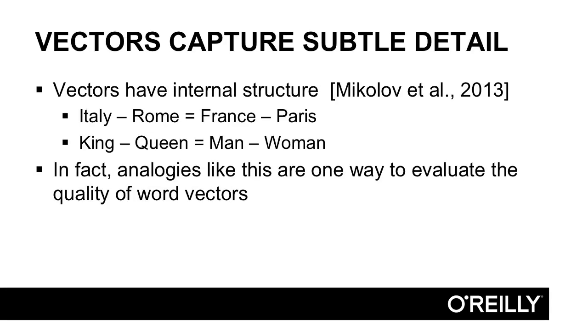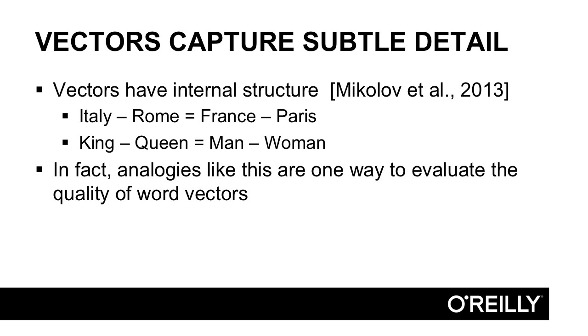They have an internal structure somehow. So if you take the vector for Italy and subtract the vector for Rome, you get some other vector. And if you take the vector for France and subtract the vector for Paris, you get a vector. And those vectors are actually very similar to each other. So somehow these vectors are encoding countryness and capitalness.